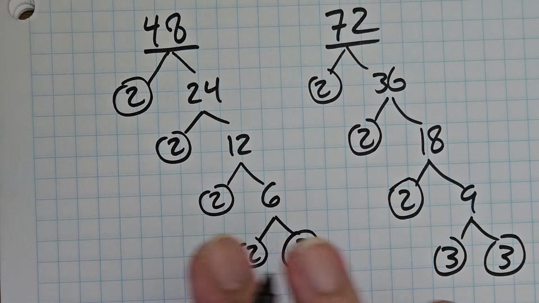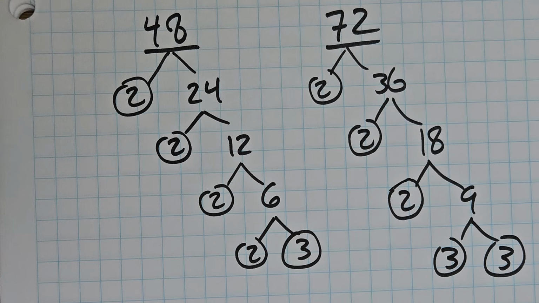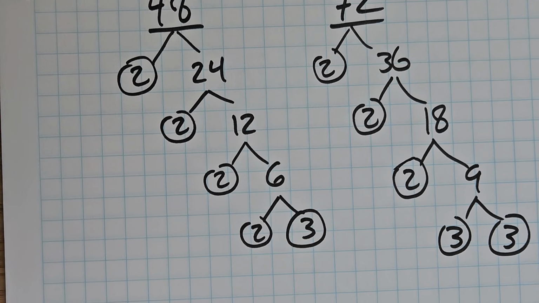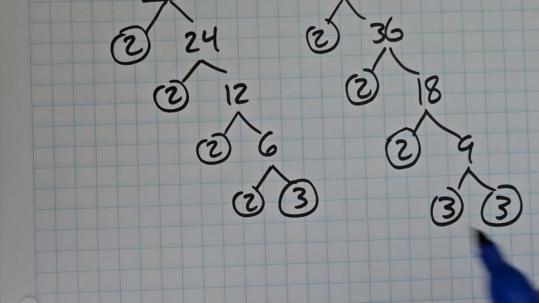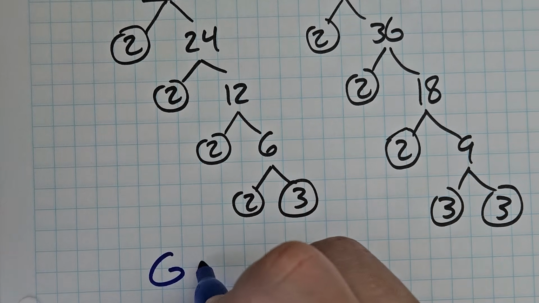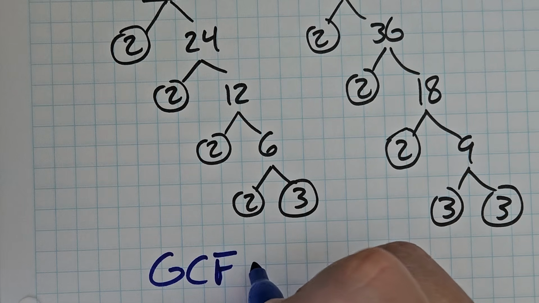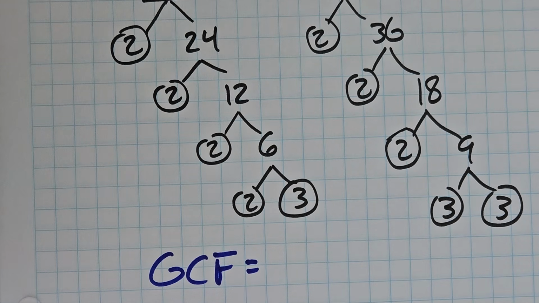I have here the prime factorization of 48 and the prime factorization of 72. And now we're going to use all of these prime factors. We could do a lot of different things with this, but we're going to use them in this case to build our GCF. Remember that factors are things you multiply. Okay? So what do they have in common? What prime factors do they both have?